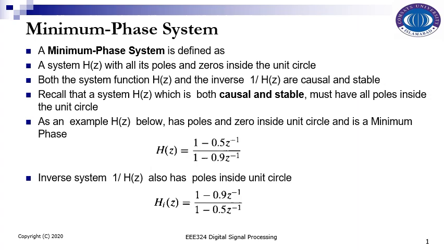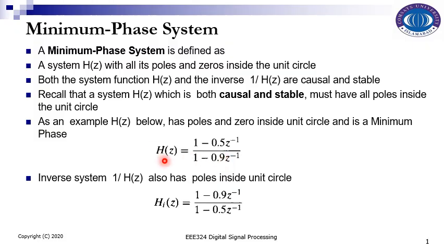We will now look at some useful LTI systems, and first we will look at minimum phase systems. A minimum phase system is defined as a system which has all its poles and zeros located inside the unit circle. As an example, we look at this system H(z), which has a zero at 0.5 and a pole at 0.9. As we can see, both the zero and the pole are inside the unit circle. So this system is minimum phase.